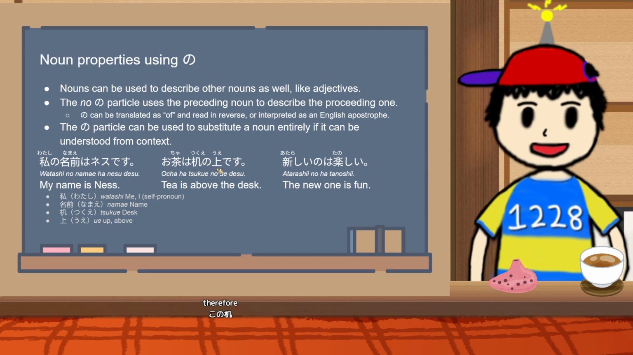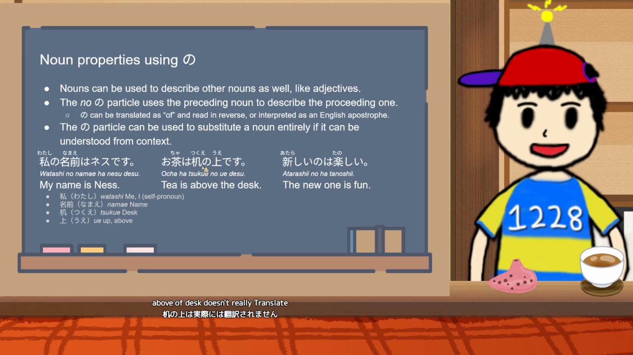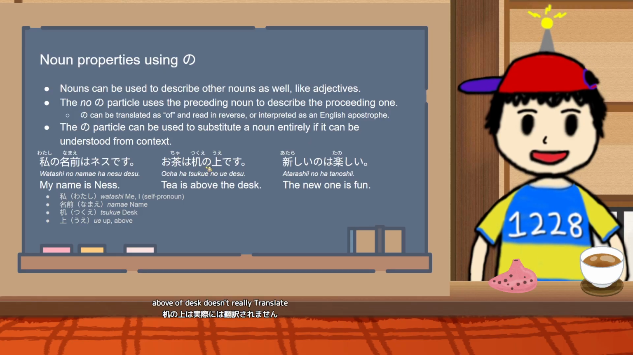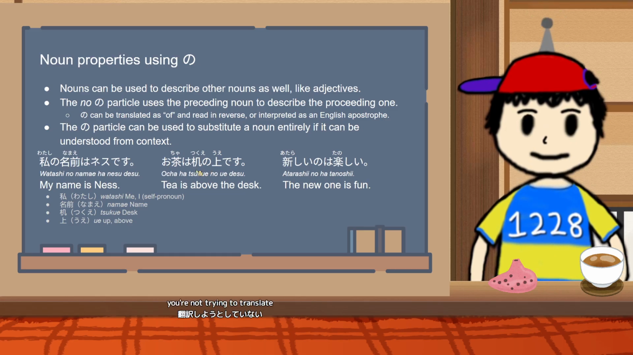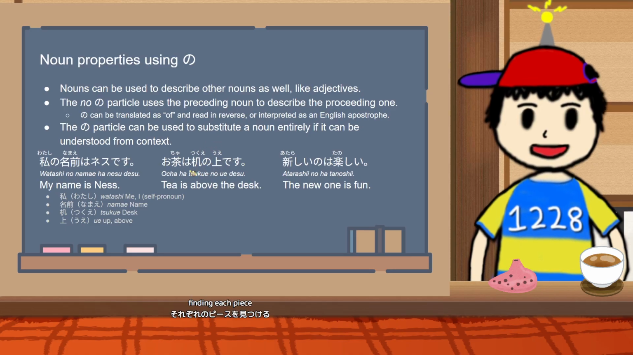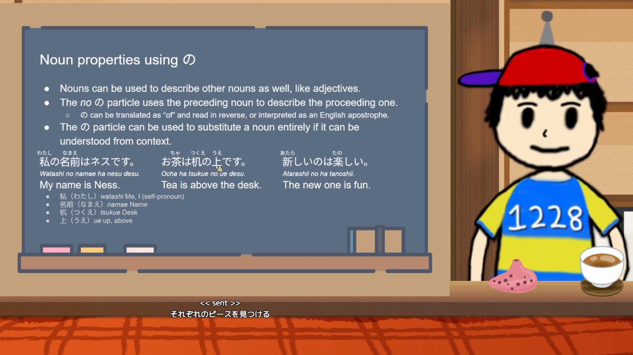Therefore, something above desk. Above of desk doesn't really translate very well, but an epiphany I had when learning Japanese grammar: you're not trying to translate to English. What I recommend trying to do is comprehending each piece and seeing how it plays with the other pieces to form a comprehensible sentence.